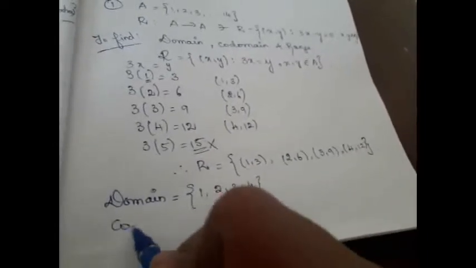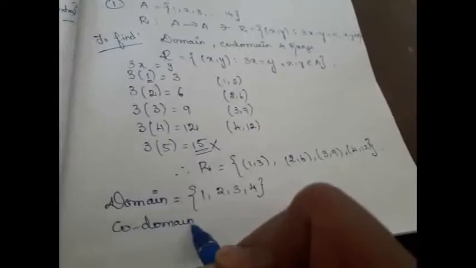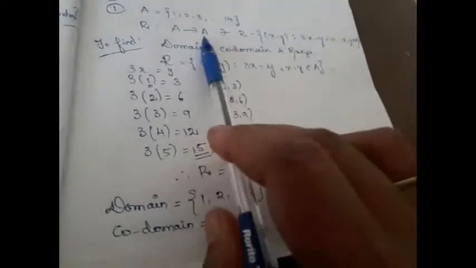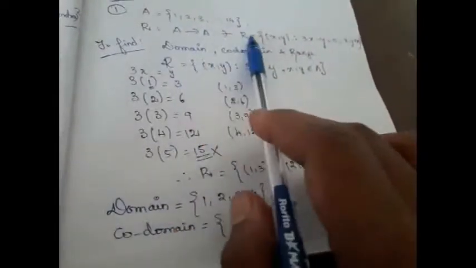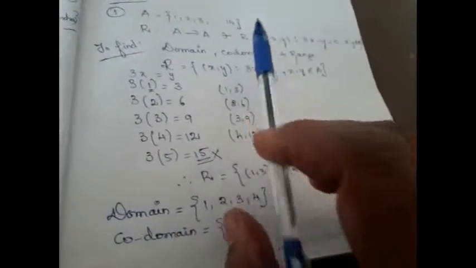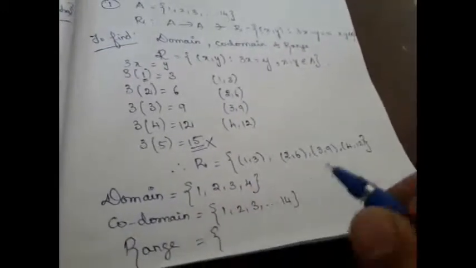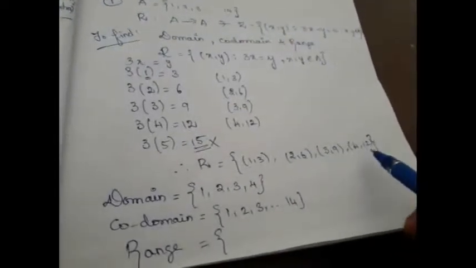Right? What is codomain? Codomain is the entire set, second set. Which is the second set here? Second set is nothing but the entire A only, right? What is codomain? Codomain is the entire set. So it will have 1, 2, 3, etc. till 14. Now what is range? A range is nothing but the second element of the relation, the second element of the ordered pairs. So range is 3, 6, 9, 12.